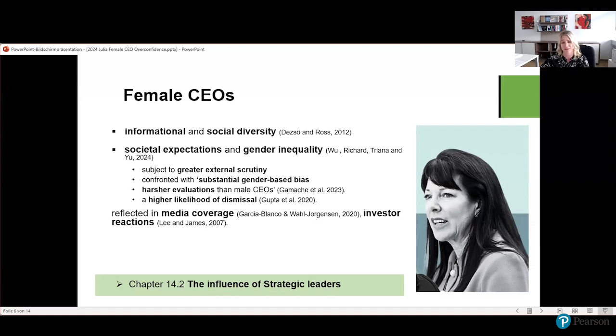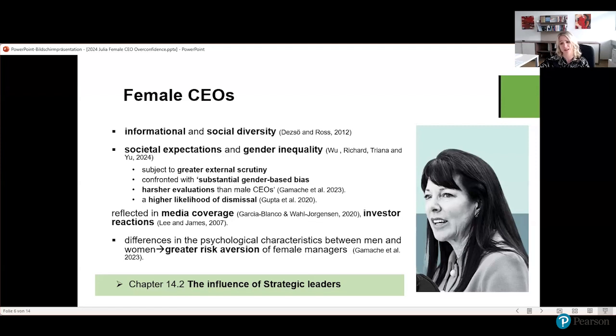And there is also research that more negative prior performance is more negatively evaluated in the context of a female CEO, but it's not the case for male CEOs. So a lot of differences in terms of how strategic choices and performance of female CEOs are evaluated.